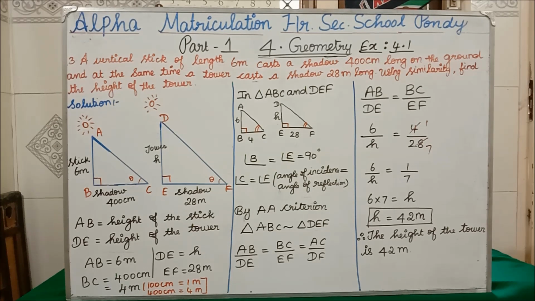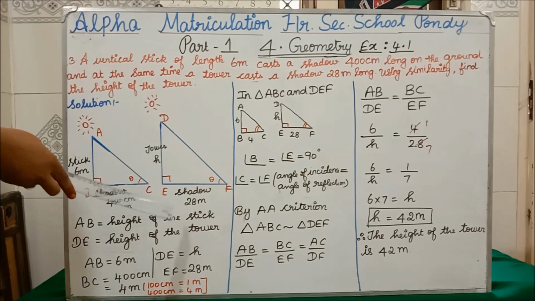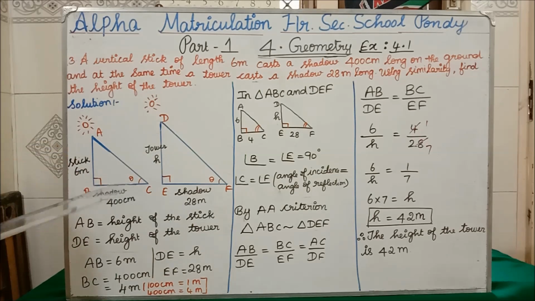Okay, now we will solve the problem. AB, I have taken as the height of the stick. Similarly, DE is the height of the tower. So AB is equal to 6 meter, the height of the stick they have given. Then BC, the shadow, is 400 centimeter.